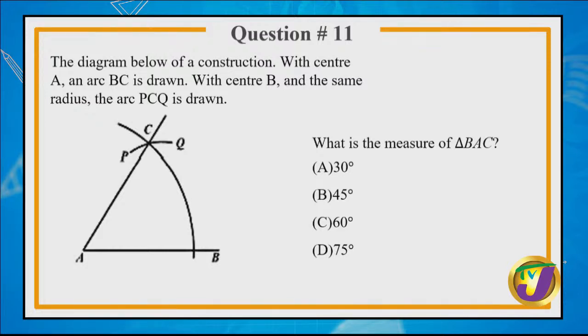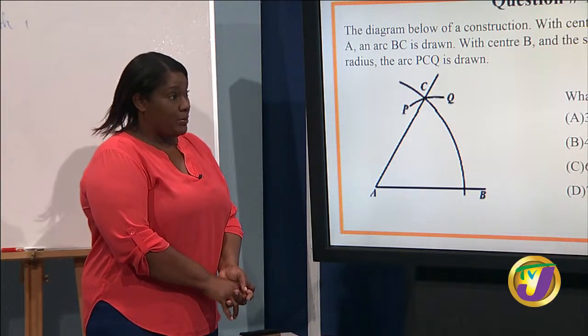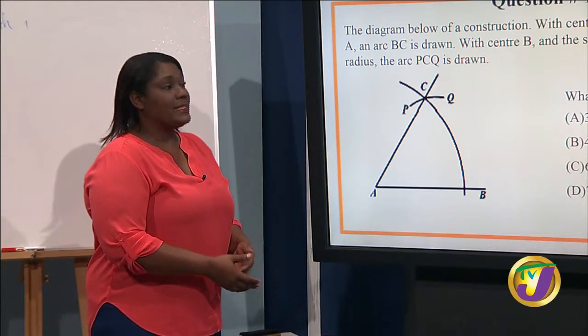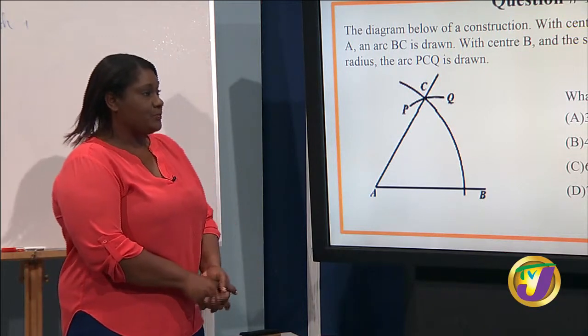With center B and the same radius, the arc PCQ is drawn. All right, so some persons might think that it is rather impossible to be testing construction on a multiple choice paper. True. But this question will prove that it is not impossible at all.